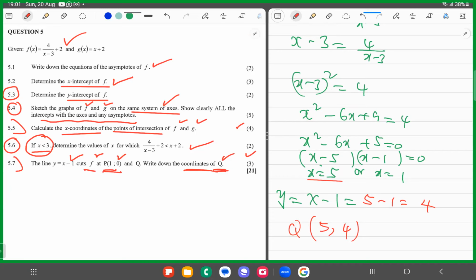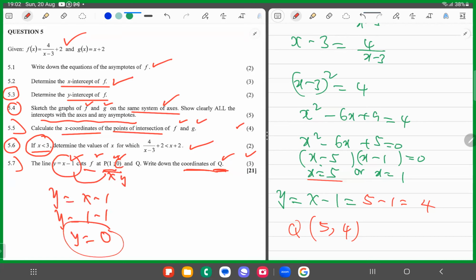I want to mention a couple of things. We have made mention of this line here. It cuts f at these points. It is true that for the coordinates of P, x is 1, and 1 minus 1 is 0. So when x is 1, y is 0. They said to write down the coordinates of Q. They are 5 and 4.